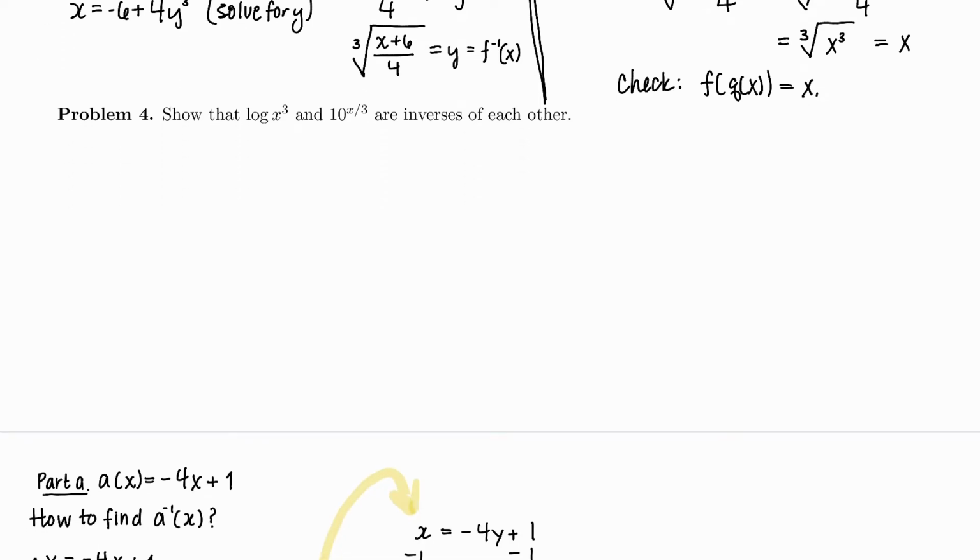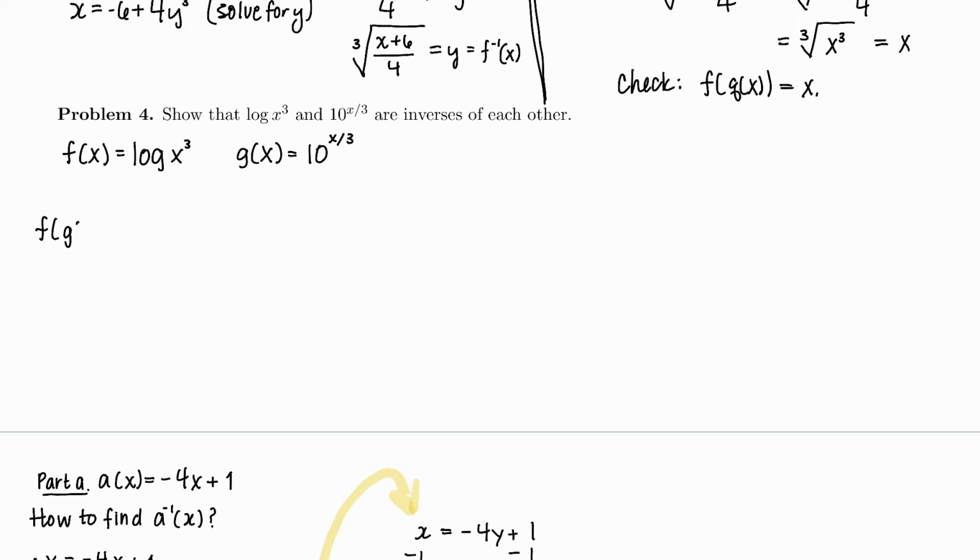So we're asked to show that log of x cubed and 10 to the x over 3 are inverses of each other. So I'm going to call f of x log of x cubed, and g of x 10 to the x over 3. Okay, so we're going to compose this in both directions and check that we get x. And if that does happen, then f and g are inverses of each other.